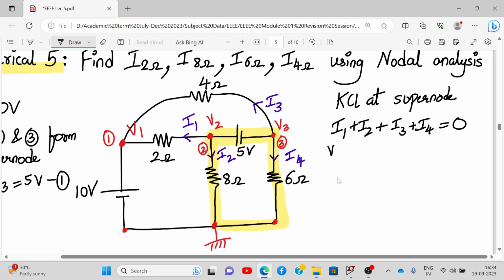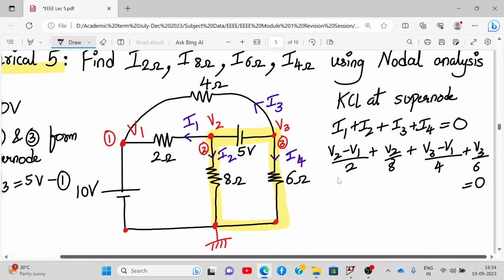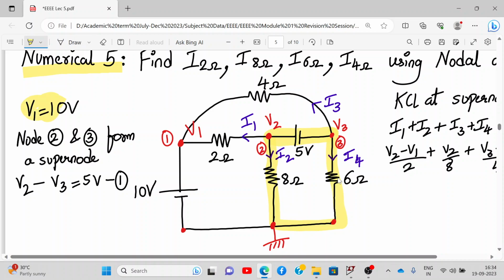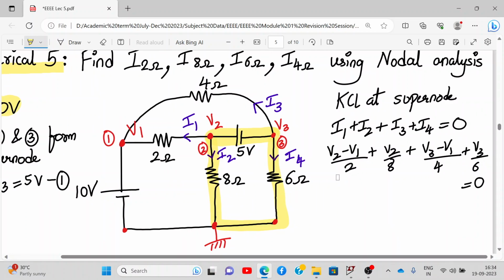Now what is I1? It's V2 minus V1 upon 2. I2 is V2 upon 8. I3 is V3 minus V1 upon 4. And I4 is V3 upon 6, and the sum is equal to 0. Now how much is V1? V1 is 10 volt, that is what we have got. So we substitute V1 as 10, and let's rewrite these things again. Wherever we see V1, we write it as 10.